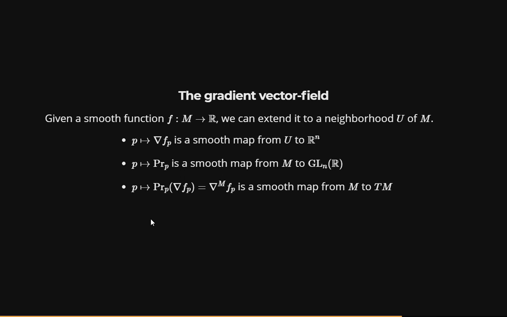Therefore, P goes to the projection on the tangent space of P of the gradient of the extension is a smooth map from M to the tangent bundle, because we are composing smooth maps. This is the gradient along M, and this means that the gradient along M of f is a smooth section of the tangent bundle, so it's a tangent vector field. So it's what we call the gradient vector field, giving to every point of M a tangent vector in a smooth way.